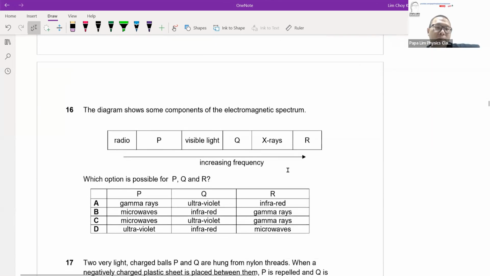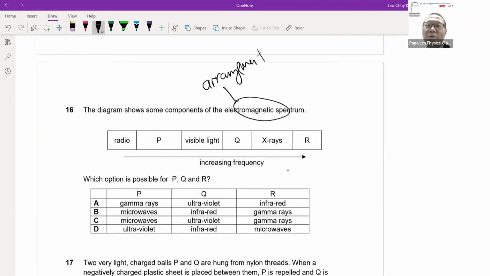For the EM spectrum, I will not dwell too much. When you look at the EM spectrum, you have to know the arrangement of the waves, in terms of frequency and wavelength of all the EM components: radio wave, gamma ray, X-ray, ultraviolet, visible light, infrared, and so on. You need to know which has the largest wavelength, which has the highest frequency, and how they look when placed on the electromagnetic spectrum.